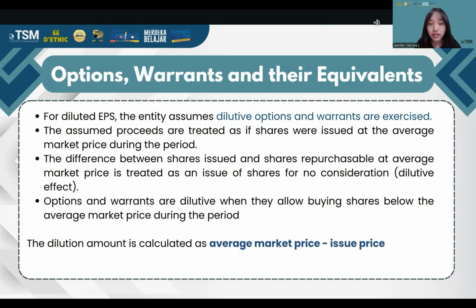For diluted EPS, the entity assumes dilutive options and warrants are exercised, meaning that the company gets cash from the exercise, and we calculate how many shares could be bought back at the average market price. The difference between shares issued and shares repurchasable at average market price is treated as an issue of shares for no consideration, or dilutive effect. They are dilutive only when the exercise price is lower than the average market price. The dilution amount is calculated as average market price minus the issue price.